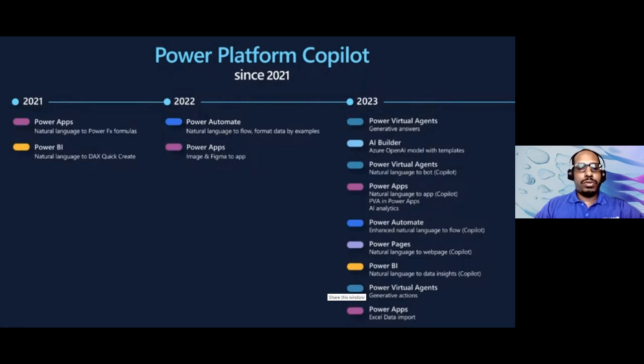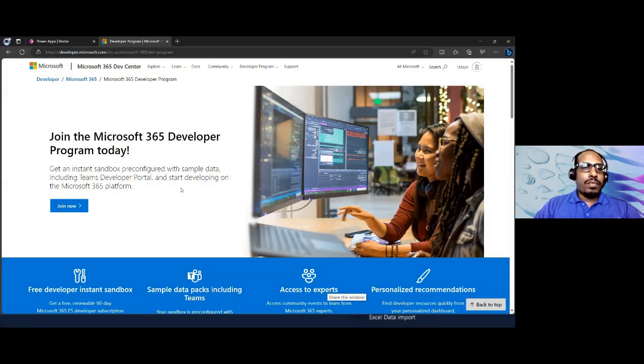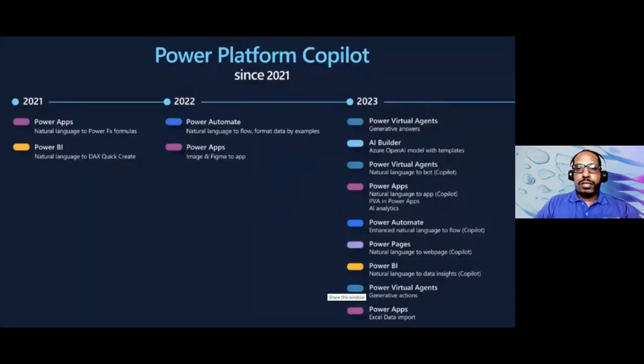You can use those in the developer environment. If you don't have a developer environment, you can quickly go to developer.microsoft.com and join the Microsoft 365 developer program, using your personal account like a Hotmail or Live email, and you can create an environment to develop something, and you can create it in the US region, to get you started and preview the features. Okay, I will go back to the slides again.